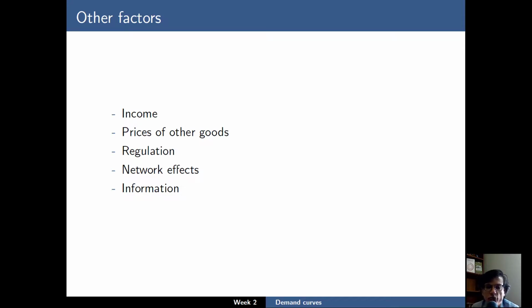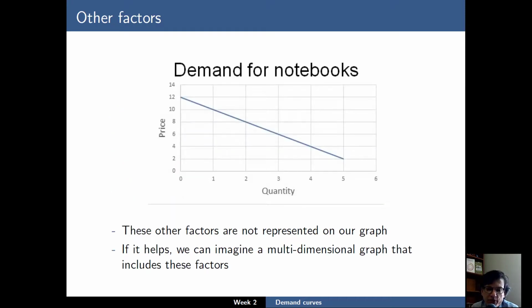So these are all different other factors that might impact the demand that we see for a good, either for an individual consumer or for all consumers. So we can't map these things on our graph. They're just not represented. We have price and we have quantity. We don't have any of these other things.